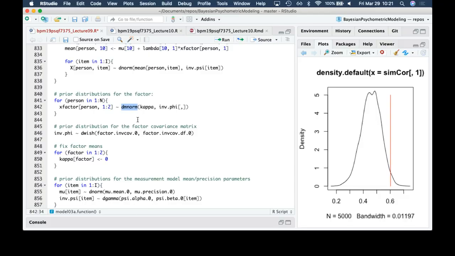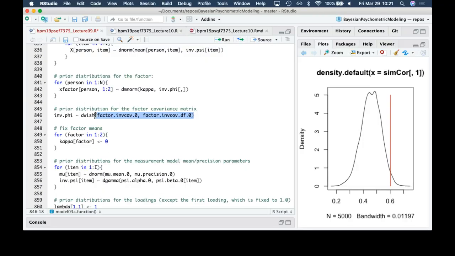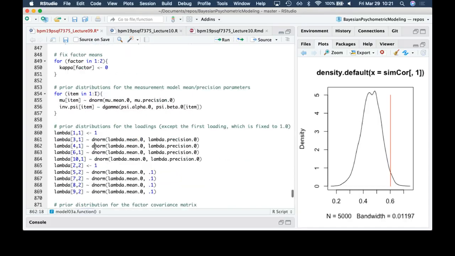So that causes us to have a Wishart distribution for the inverse covariance matrix of the factors. And then when we get down to the bottom, this is where we can put prior distributions on the item parameters. The mean and the unique variance are identical to what we did in our previous example, even the same values of the hyperparameters. Remember, hyperparameters are the parameters of the priors.